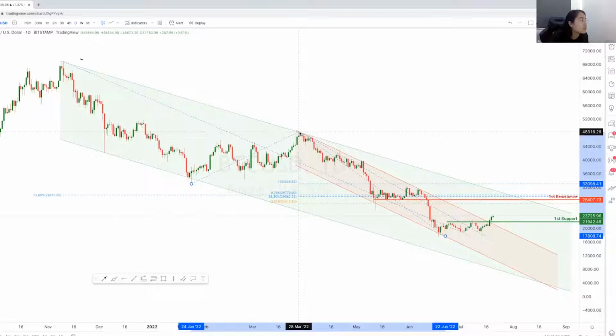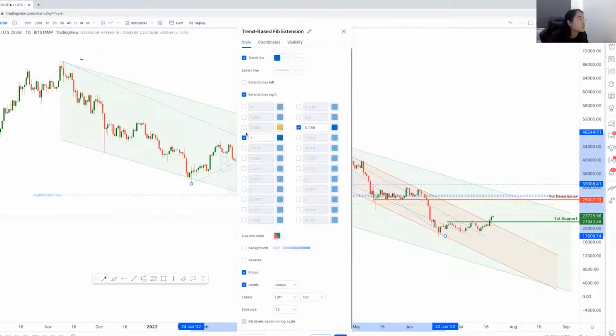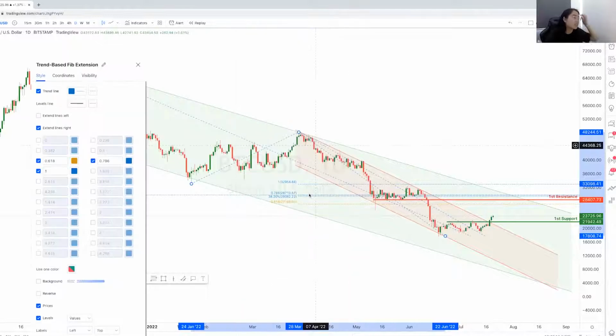Okay, we've got the 78.6. For the zigzag pattern, which is the Fibonacci projection, these are the 3 levels that we look at. So in this case, the 78.6 is closest to our first resistance. We're going to get rid of everything else and only keep 78.6. Why? We want to keep our charts nice and clean.